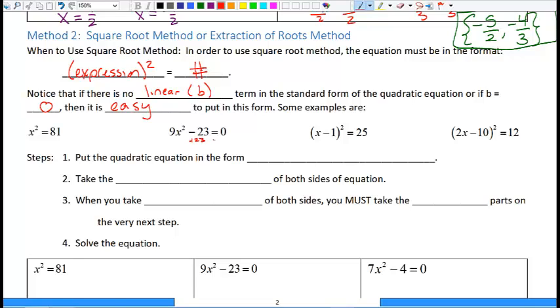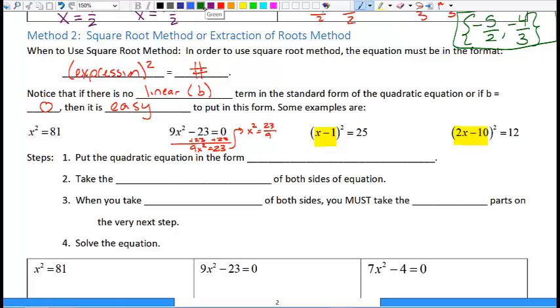So if I add 23 to both sides, that gets me 9x squared equals 23. If I divide both sides by 9, that gets me x squared equals 23 over 9. And now it's expression squared, x squared equals some number. So now it is in the right form. This next one already is expression squared equals number. And same with the last one. Expression squared equals number. So those are all in the right form, or a good candidate for the square root method.